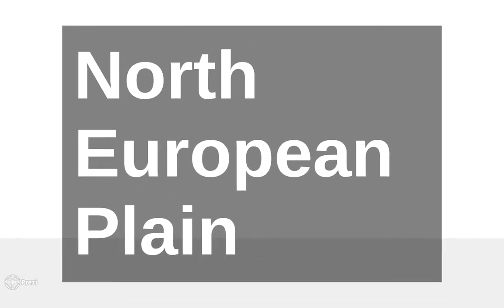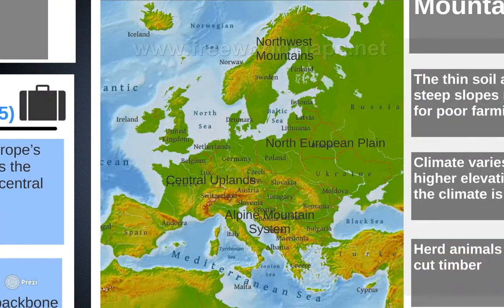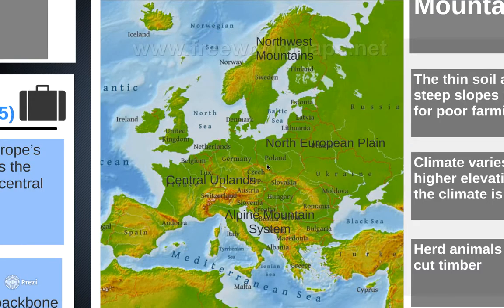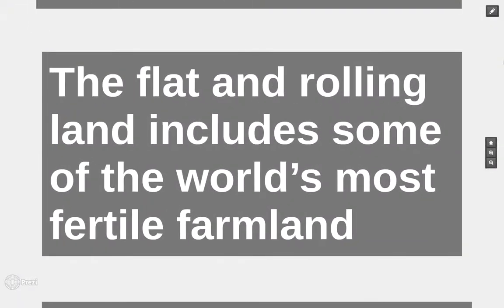The North European Plain. So the North European Plain is going to be right along here, around modern-day Poland. The flat and rolling land includes some of the world's most fertile farmland. So here you can kind of compare it to Kansas. You're going to see a lot of flat land, and you're going to see a lot of farming. Their land's really good for farming.